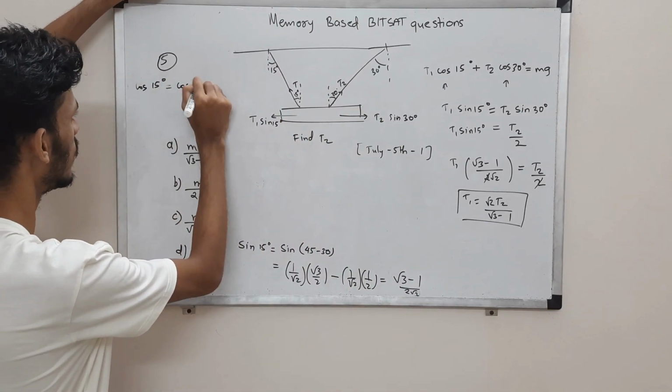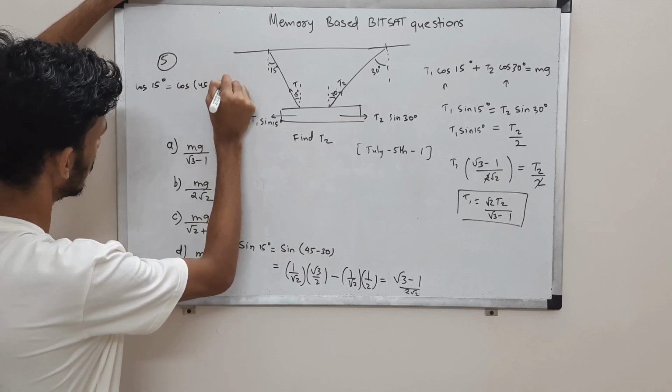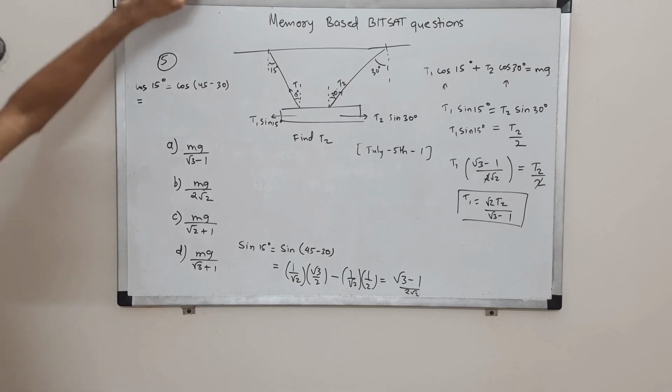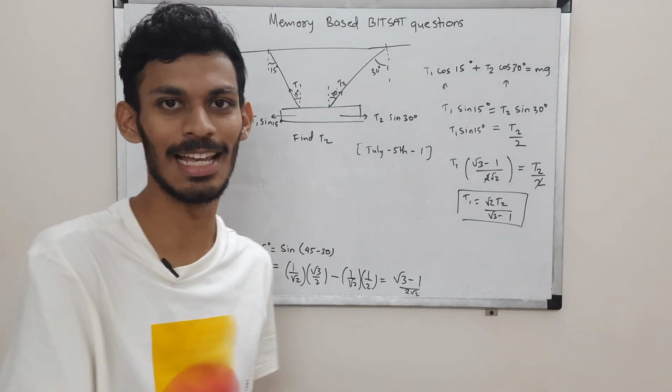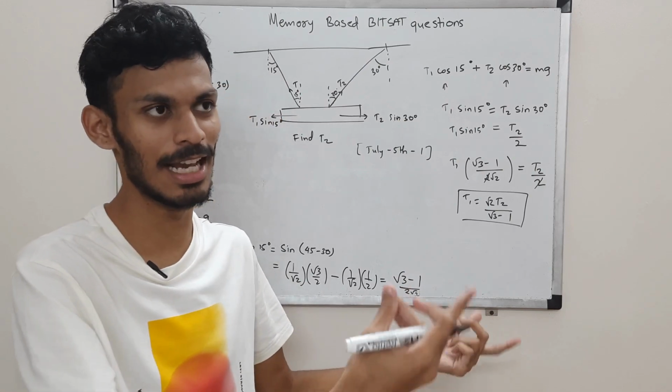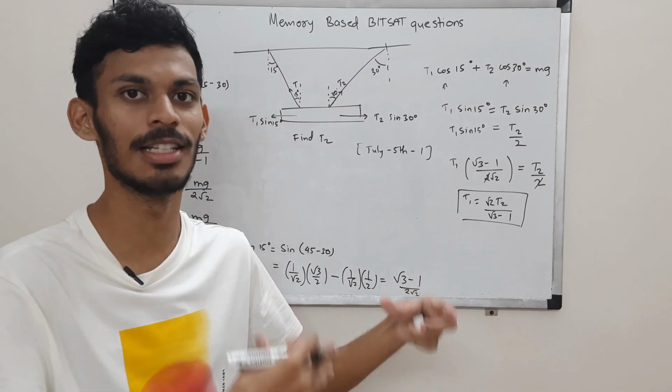Okay, so cos 15 is cos(45 minus 30). So cos has a different formula. Cos(A minus B) is cos A cos B plus sin A sin B. Okay, cos(A minus B) is cos A cos B plus sin A sin B. It's cos plus sin.